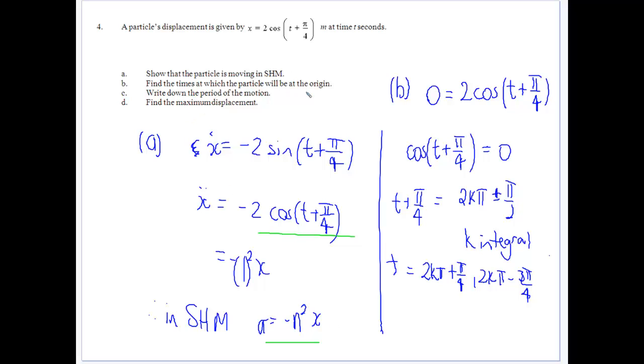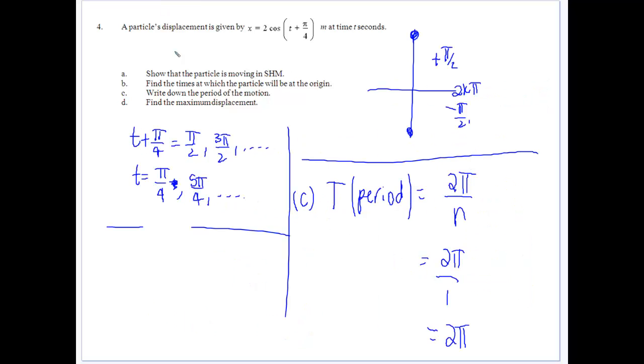What times will the particle be at the origin? So we set the function equal to 0: cos of (t plus pi on 4) is equal to 0. Again, our general formula would be 2k pi plus or minus pi on 2, where k is an integer. So we can get times of 2k pi plus pi on 4, and 2k pi minus 3 pi on 4. So we're adding and subtracting there. So that will be our time.